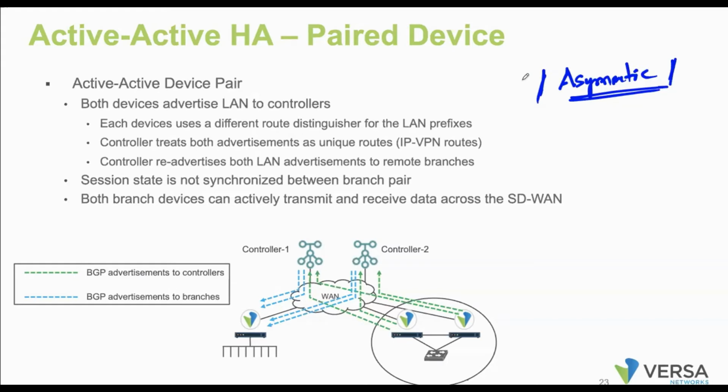I don't want asymmetric things to be created. I want symmetric routing. Can I control that? Yes, you can control it with the help of SD-WAN policies. By default, asymmetric is allowed. If you want to control it, you can control it with the help of SD-WAN policies.